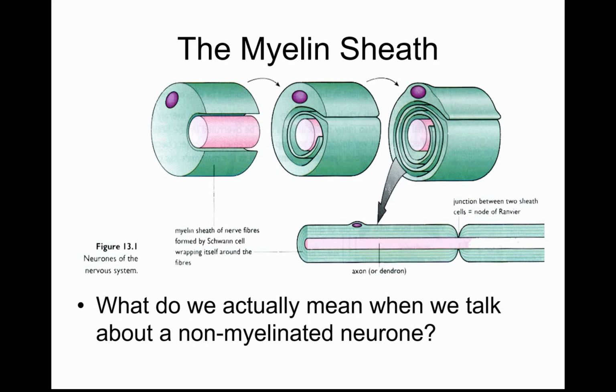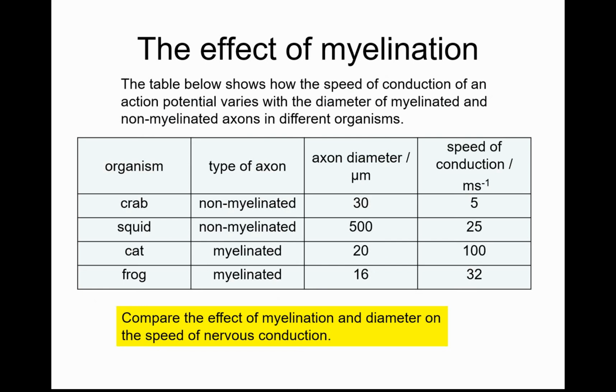So what's the impact of myelination? Well, let's have a look at this table. It says compare the effect of myelination and diameter on the speed of nervous conduction. So have 2 minutes looking at it, and make some comparisons.